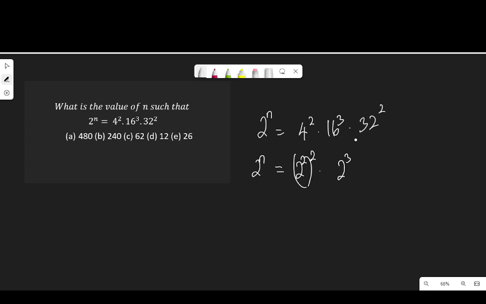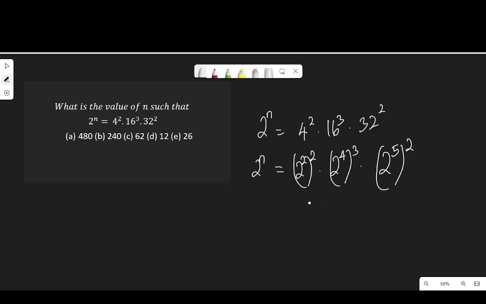That is 2 times 2 times 2. No, 16 is 2 to the power of 4, not 3. Let's reduce that. 16 is 2 to the power of 4. Then to the power of 3, this 3 that was there already. Then multiply by 32, which is 2 to the power of 5. Again, to the power of the one that was there already.